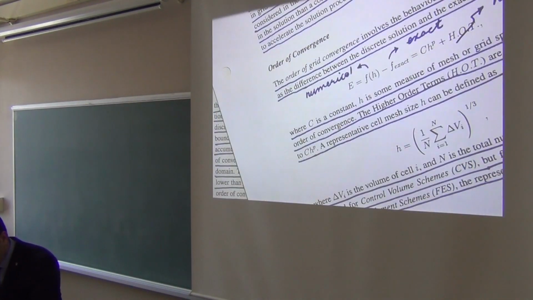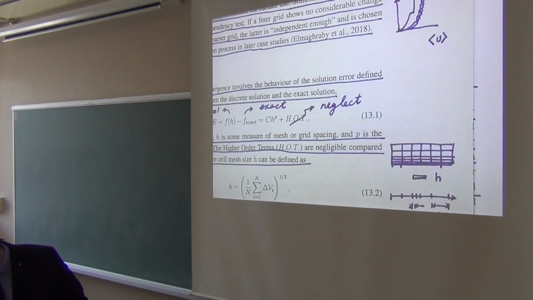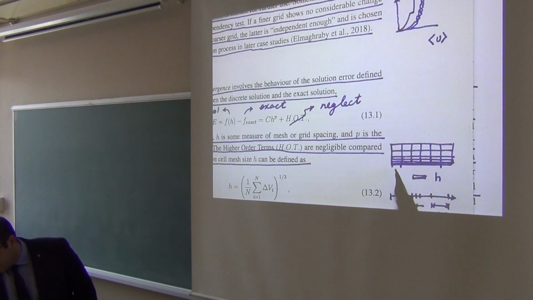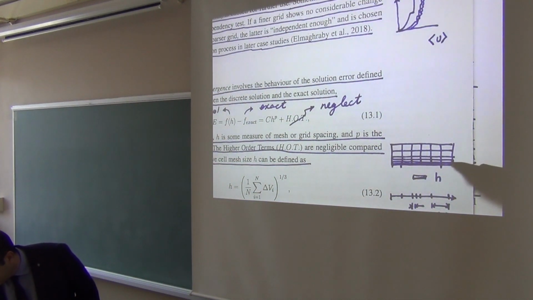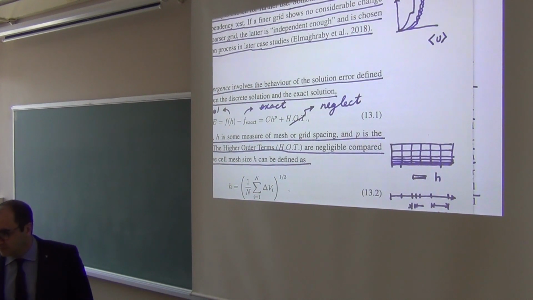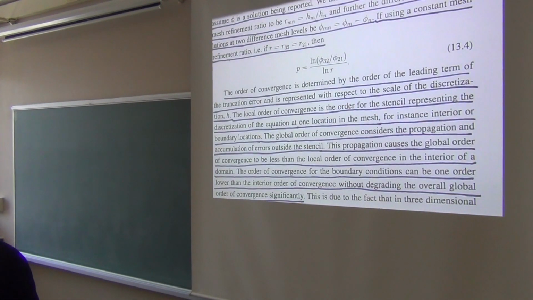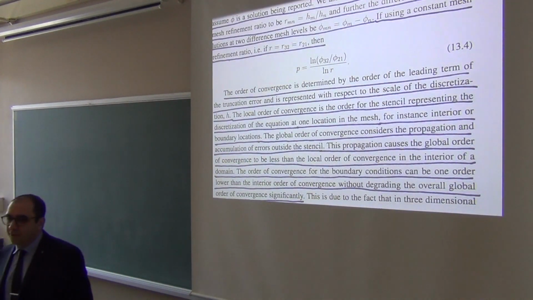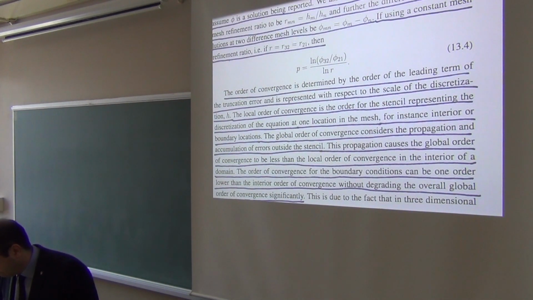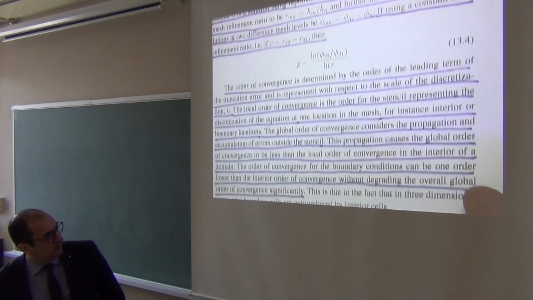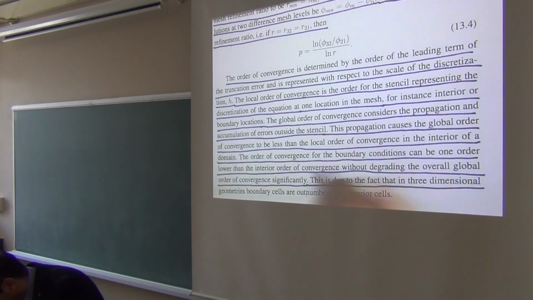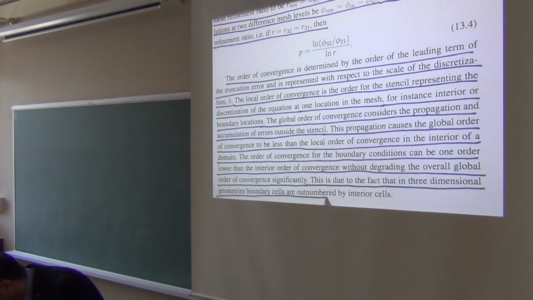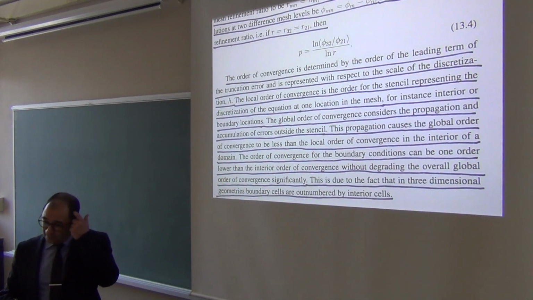You can even accept my claim looking at here. Let's say for this mesh, I only have 1, 2, 3, 4, 5, 6 boundary cells. But the rest of the cells are interior to the domain, which could be maybe 25, something like that. So it's always true. So don't worry about lower order convergence near boundaries too much. That's okay. This is due to the fact that in three-dimensional geometries, boundary cells are outnumbered by interior cells. That's what I just said.